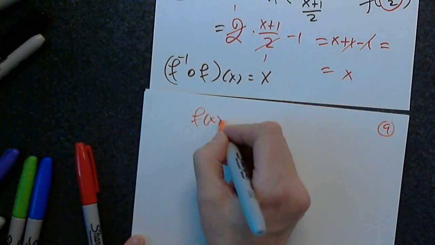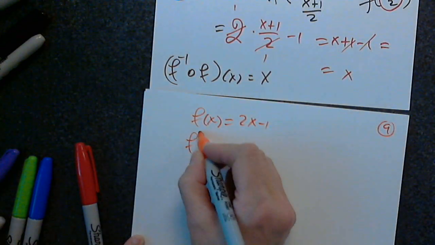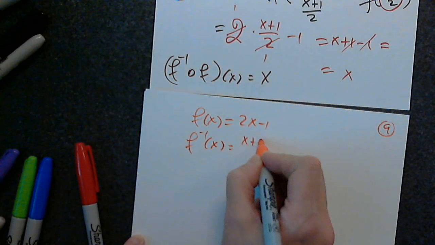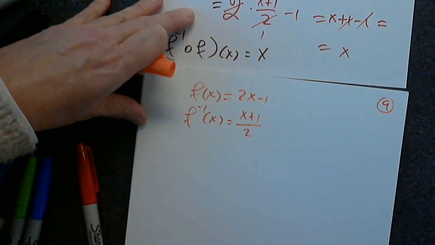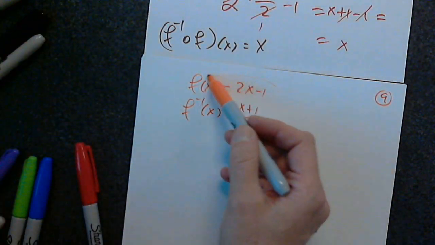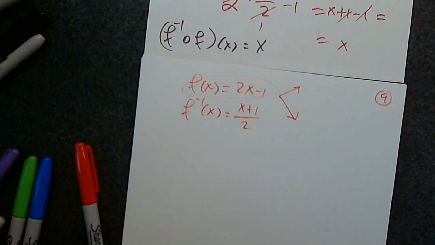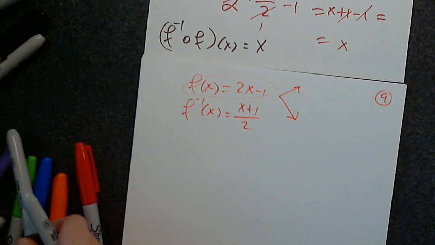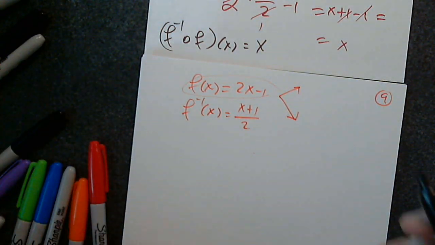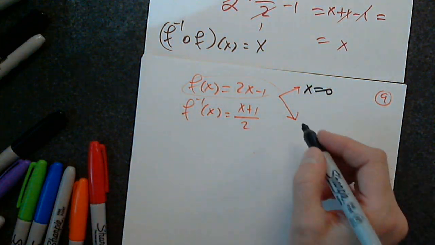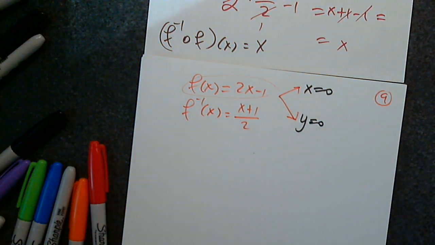So one more time, we have f of x equals 2x minus 1, and we have f inverse, which is x plus 1 over 2. You already told me that this is linear, so then we need two ordered pairs, the x and y intercepts, to graph them. So as we know, when x is 0, we determine y. When y is 0, we determine x.